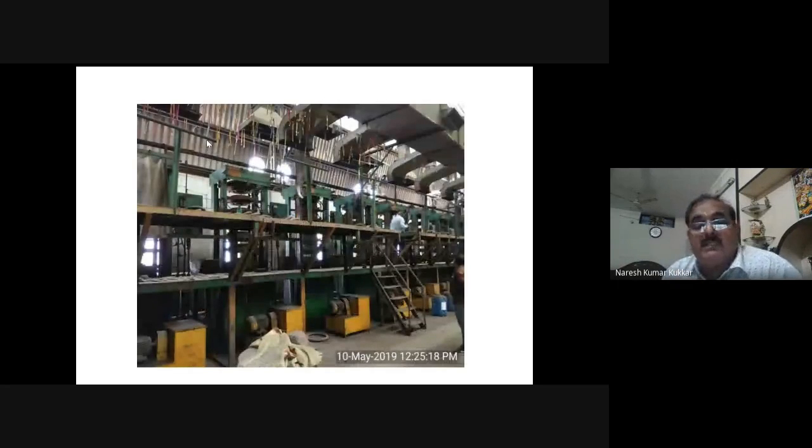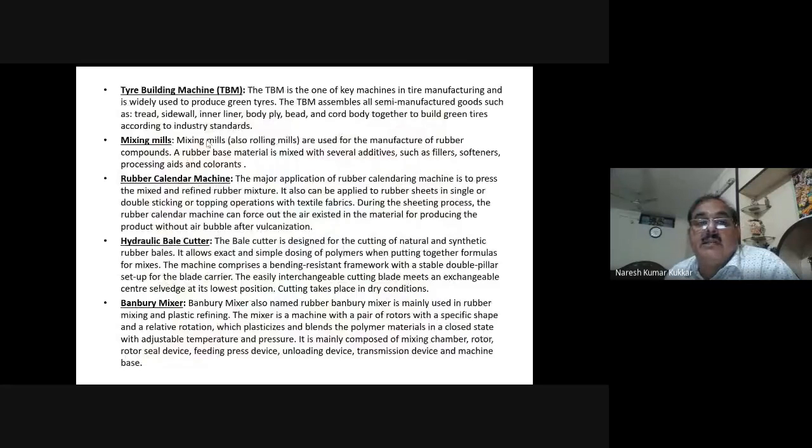This is the curing press where the tires are created. You see that there are 1, 2, 3, 4 in each curing press. There are a few columns. In each column, 2 joints are added to create a rubber tire, depending on the size of the factory. For tire building in the factory, they require a tire building machine.